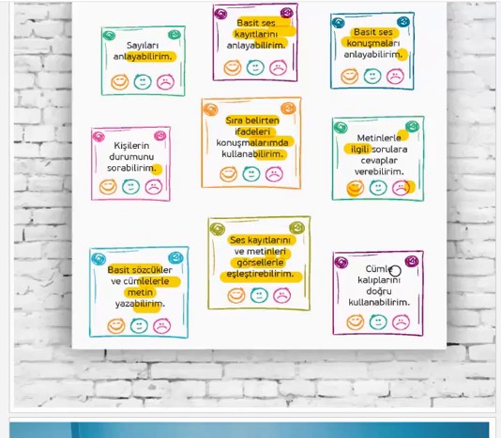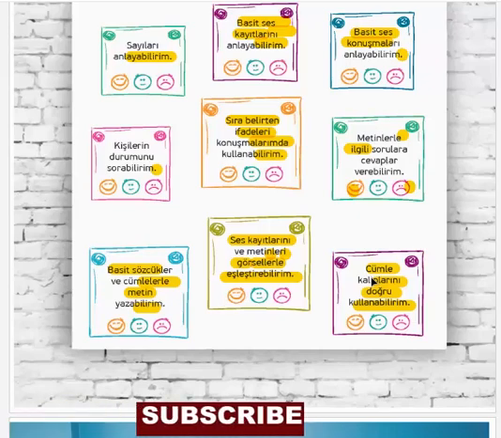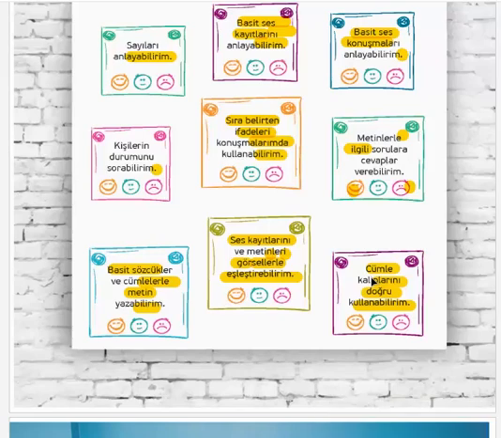Our last one is cümle kalıplarını doğru kullanabilirim. Cümle means sentences. Doğru kullanabilirim. I can use correctly. Kalıplarını, the sentence patterns. I can write the sentence patterns correctly. For example, first one is merhaba, second one also merhaba, third one is benim adım, and fourth one also benim adım. So this one is the pattern of sentences. If you can use it, you can check. If not, check this one. So this was our class.